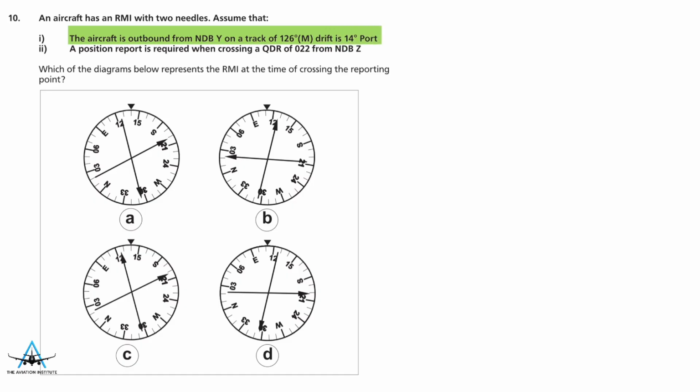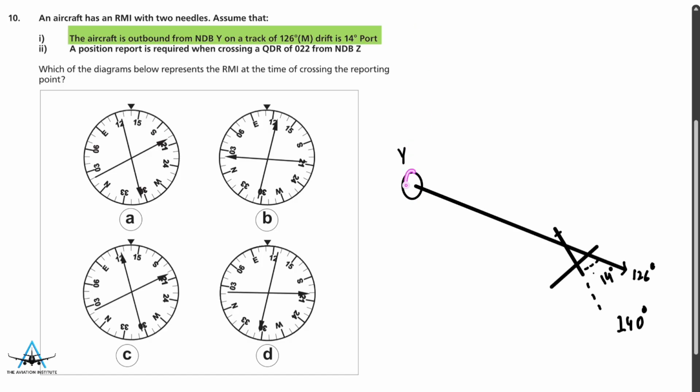So let's try to picture this out so that we have a proper idea where our aircraft is. As you can see, this one is our NDB Yankee. Our aircraft is currently on the track of 126 degrees magnetic with a drift of 14 degrees port. That means our aircraft nose is on the right side of the track, which gives us a heading value of 126 plus 14, that is 140 degrees.